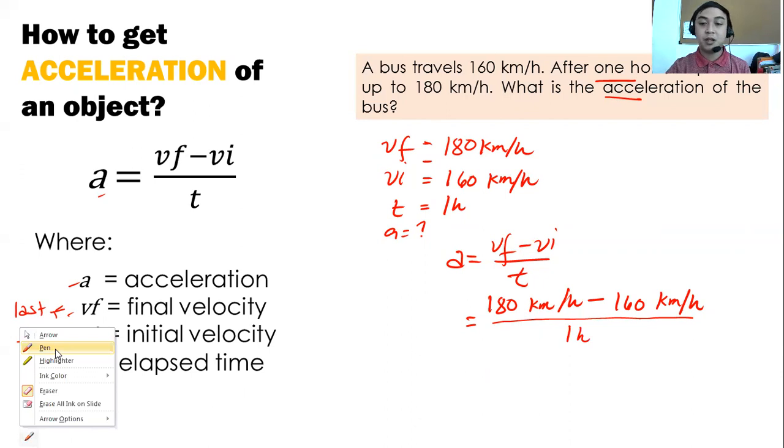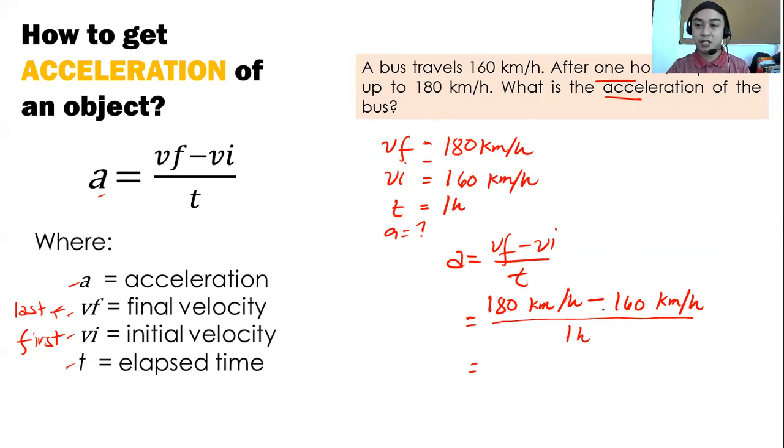Let's start first by subtracting 180 kilometers per hour minus 160 kilometers per hour. So 180 minus 160 will give you 20. Copy the unit of velocity or speed, which is kilometer per hour. Then copy the all over sign and 1 hour. So we're done already subtracting.